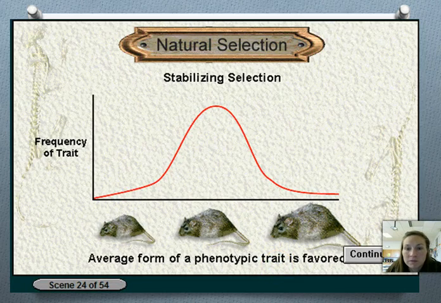And here's an example of stabilizing selection. The average form of a phenotypic trait is favored, so apparently this medium-sized rat is more fit for its environment than the small or the very large rat.